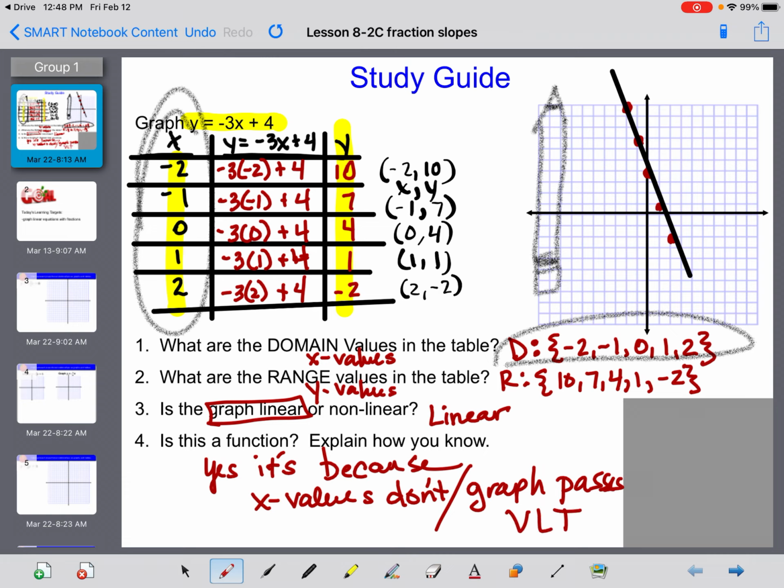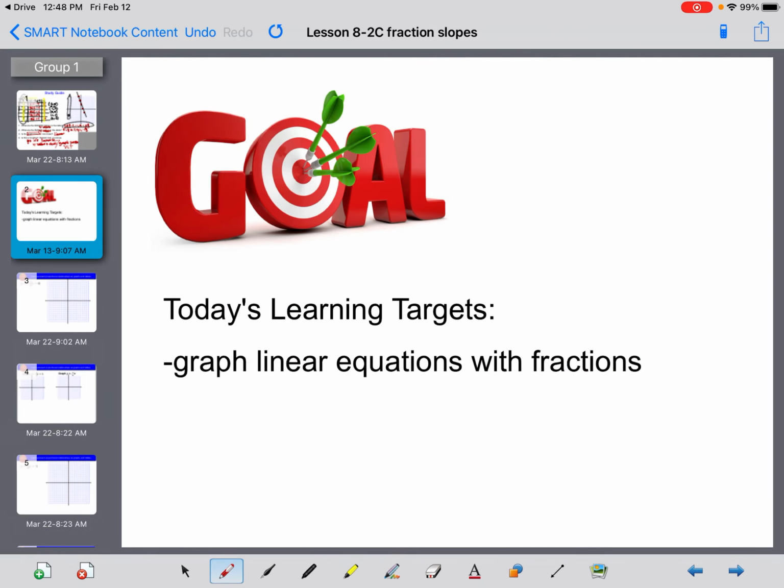Okay, so that's what we learned so far, and what we're doing today is not much different. In fact, what we're doing today is very, very closely related. We are going to graph linear equations, but this time we are going to graph linear equations that involve fractions. Now, don't panic. It's not as hard as it seems. In fact, our very first step is going to be to get rid of the fraction. So then it'll be exactly like it was.